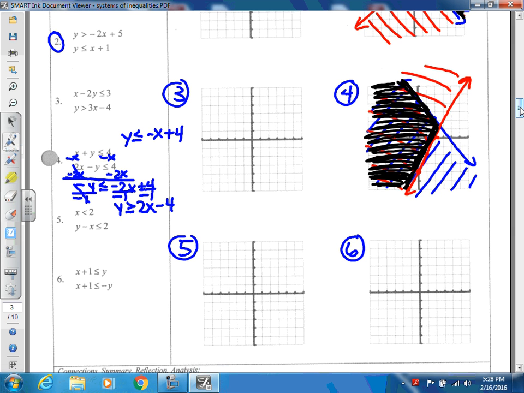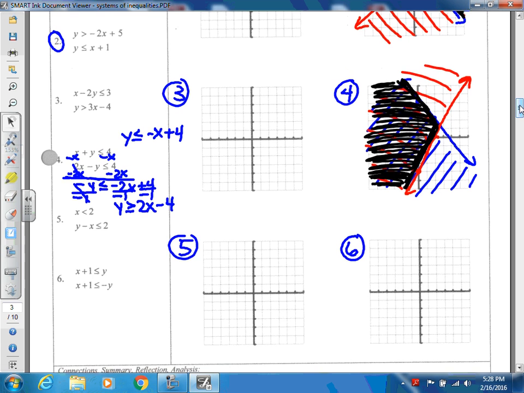All right, so I'm going to let you play around with the other 4 on this front side and see if you can come up with a picture that works. All right, so just be consistent and look for the places that your shading overlaps.